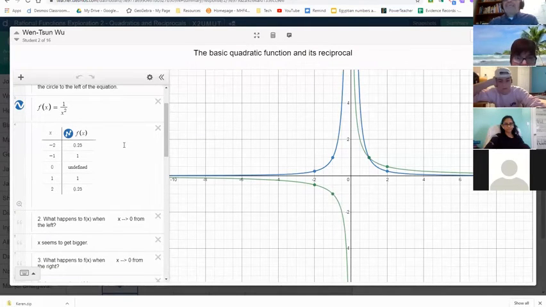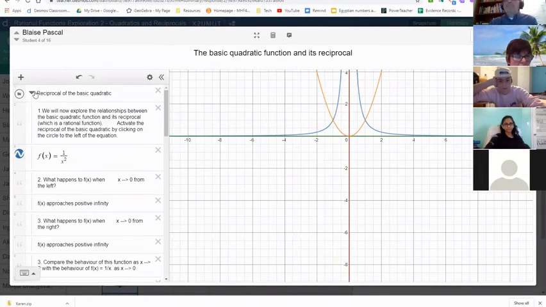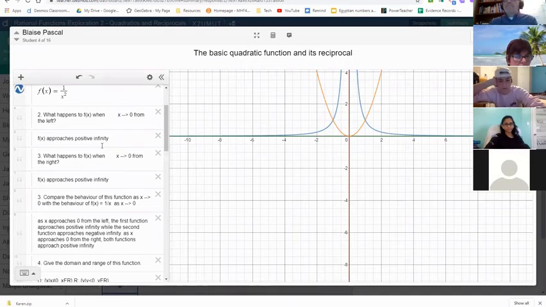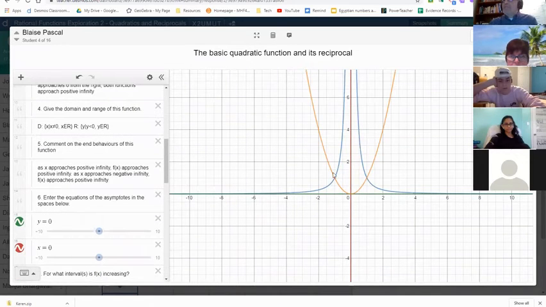Okay, somebody here, I don't know who this student is. If you recognize your work, that's cool. It's nice to put a table if you want. You don't have to connect some of these things. What is the connection between this quadratic and its reciprocal?